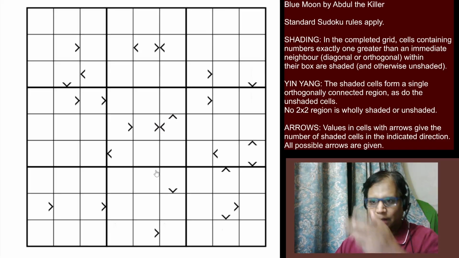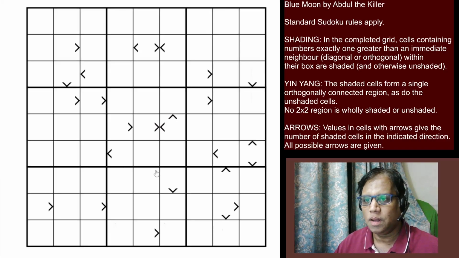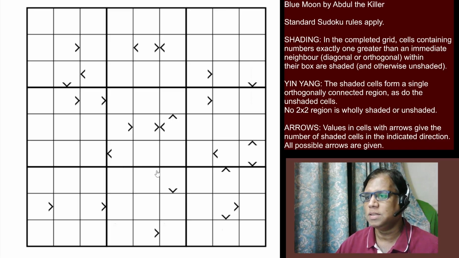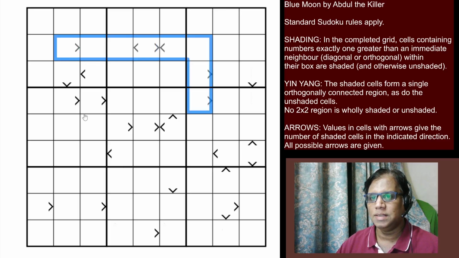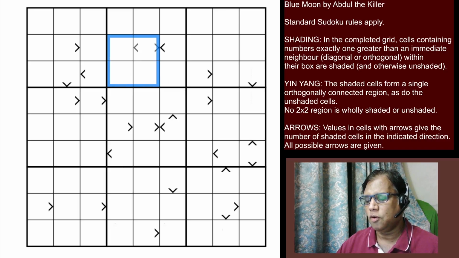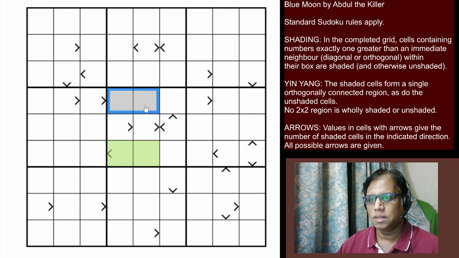I will start, and I hope you guys can try and will also be able to solve these things. If I am solving this, you should also be able to do that. So let's talk about yin yang. The yin yang rules: there is a shading and unshading rule, so that no 2 by 2 region is fully shaded or fully unshaded. For shading, we are going to use this gray color, and for unshaded cells, we are going to use green color. That is not standard, but it is what I prefer.